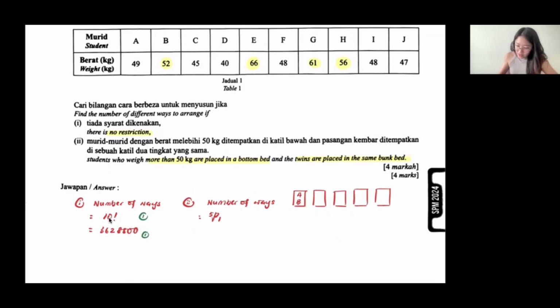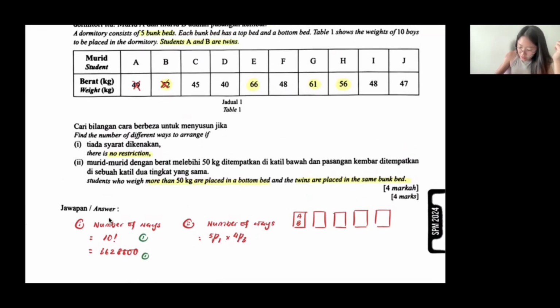And then the rest. If B takes this place, A will follow. Then you have 4 other spots at the bottom of your bunk beds. But B is already placed in, A is already placed in. So you have 3 of them, your E, G, and H. From the 4 bottom bunk beds, you're going to choose 3 for them. So that will be 4P3. So A and B are settled already, E, G, and H also settled.